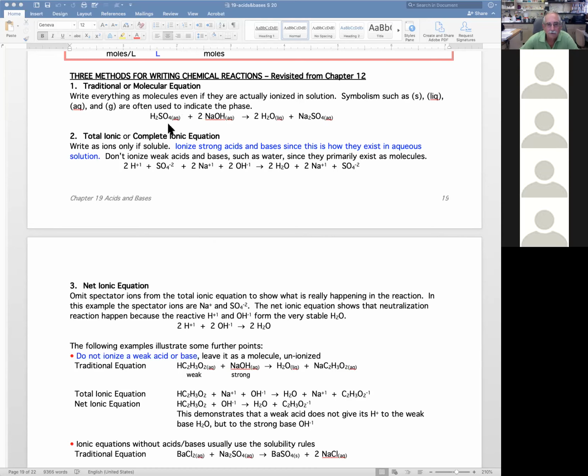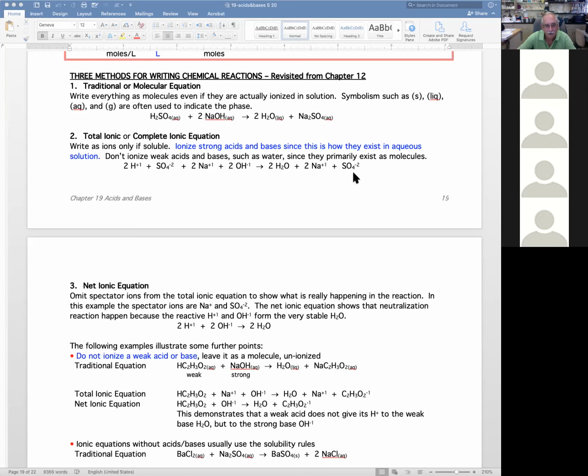So that would be an aqueous solution, that would be an aqueous solution, that's a liquid, that's an aqueous solution. But when I write the total ionic equation, I write it the way it would actually appear in solution. So this would be completely ionized, because it's a strong acid. Water is simply what it is. This completely dissolves because sodium ions or sodium containing molecules are mostly soluble.